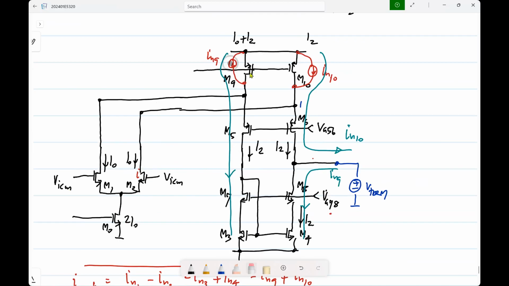Of course, the penalty is that because of this additional bias source, you get extra offset, extra noise, and so on. And also the output impedance is probably going to be lower than that of the telescopic cascode. Of course, that depends on the transistor sizes, but for similar lengths, it is going to be lower. So any questions about the folded cascode or the associated calculations?